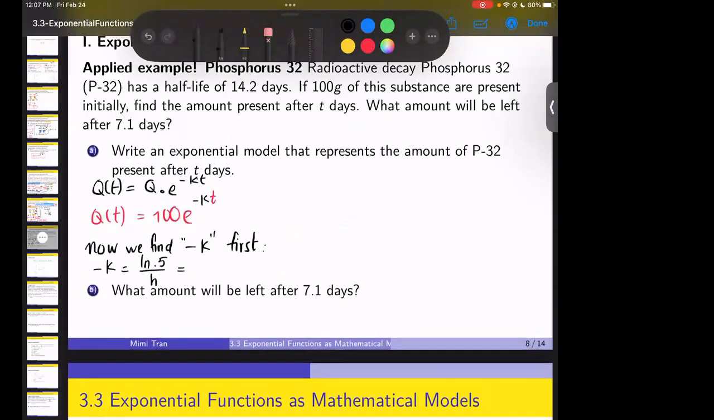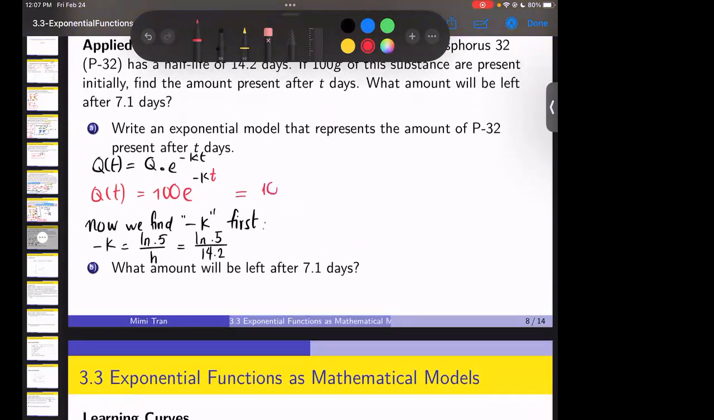Half-life time. So in this case, h is 14.2 days. So ln 0.5 divided by 14.2. Maybe I'll leave it like that. All you have to do is plug it in: 100 e to the ln 0.5 divided by 14.2 times t. And you look at K and think, oh, it looks positive, right? It is not. Remember, if the argument of a log is between 0 and 1, you get a negative log.